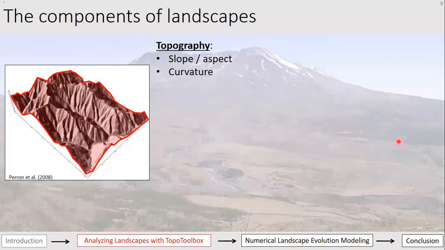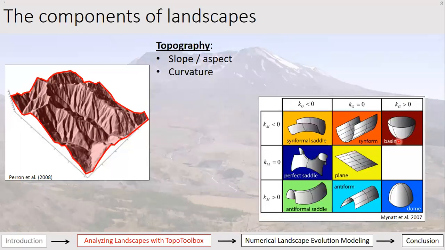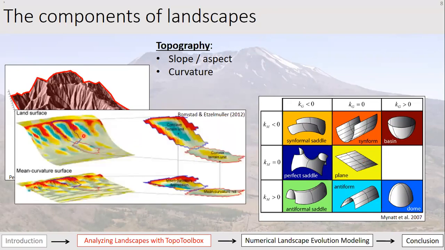A second metric that can be used is topographic curvature. Looking at both planform and profile curvature, this is a way of quantifying and distinguishing the different forms or shapes that landforms can take on the landscape, being able to distinguish, say, basins from domes, from various saddles, as well as synforms and antiforms. And this could be applied to a digital elevation model, DEM, to be able to distinguish ridges from drainage basins, for example.